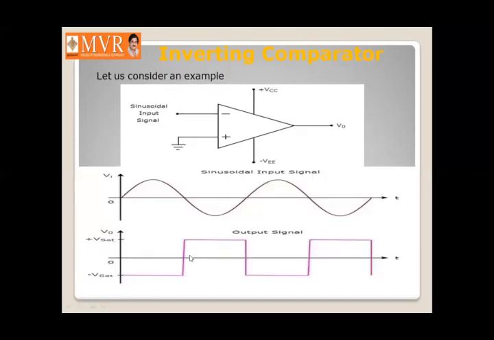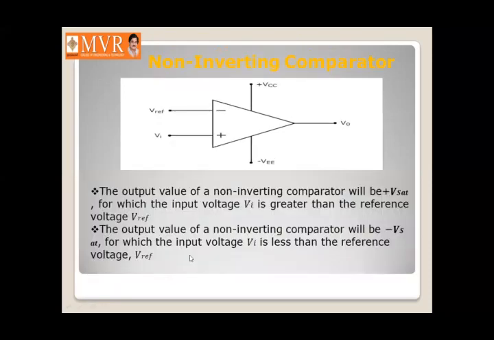So this is about the inverting comparator of the operational amplifier. Coming to another application, another comparator, that is the non-inverting comparator. It will be the same as the inverting comparator. The difference is only in the inputs: the reference voltage we apply to the inverting terminal, and the input voltage we apply to the non-inverting terminal of the op amp.